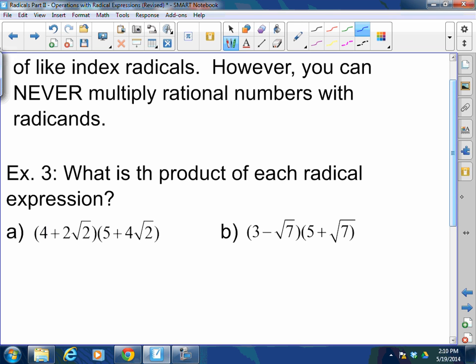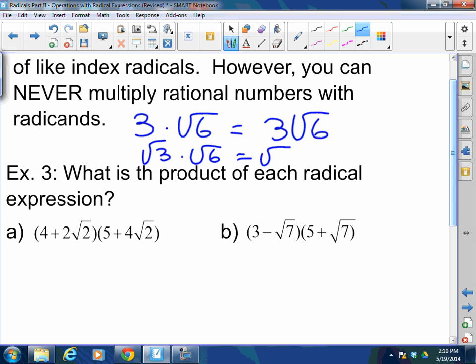However, you can never multiply a rational number with a radicand. What I'm saying is this. 3 times square root of 6 is 3 square root of 6. It is not the square root of 18. Now, if I go square root of 3 times square root of 6, okay, that's the square root of 18. Do you guys see the difference here? Promise? Okay, thank you guys.